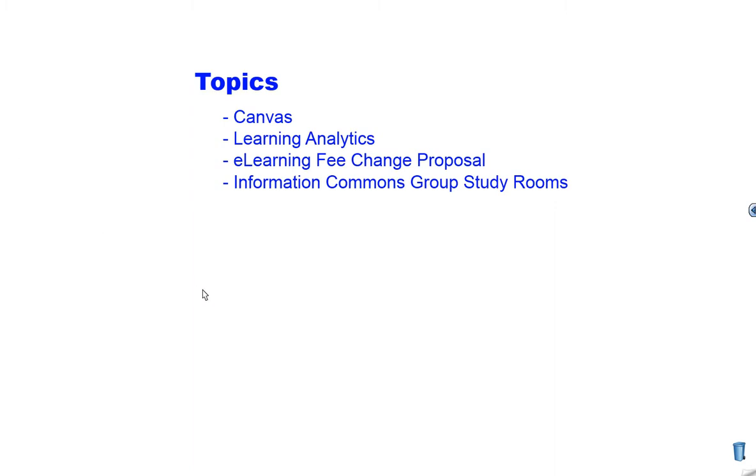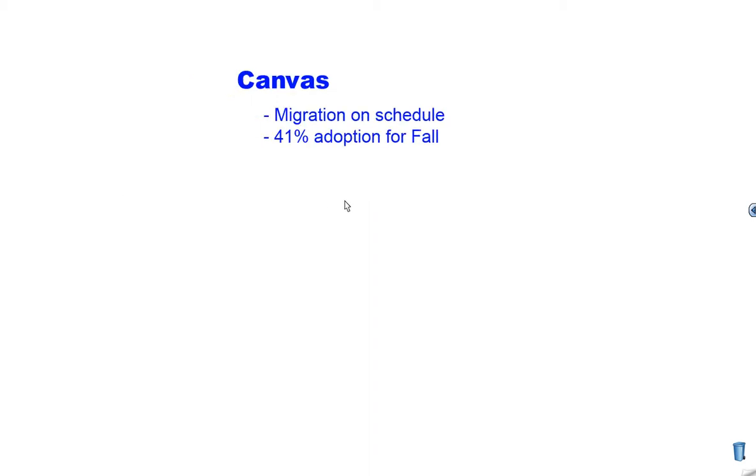So for this, my first report, I'm going to talk a little bit about Canvas. I'm going to talk about learning analytics, the e-learning fee change proposal that was worked on by a group of us this summer, and some new technology that we have in the Information Commons group study rooms. So to start off, I want to talk a little bit about Canvas.